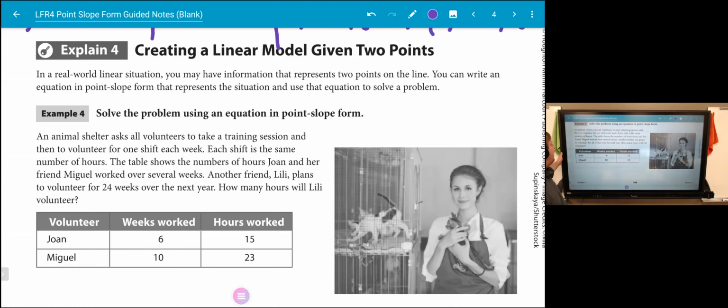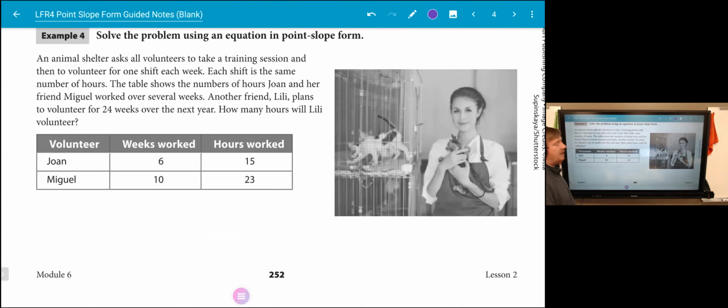An animal shelter asks all volunteers to take a training. Let's see what we have to do. Solve the problem using an equation in point slope form. In other words, we've got to get an equation in point slope form. An animal shelter asks all volunteers to take a training session and then to volunteer for one shift each week. Each shift is the same number of hours. The table shows the number of hours Joan and her friend Miguel worked over several weeks. Another friend, Lily, plans to volunteer for 24 weeks over the next year. How many hours will Lily volunteer?